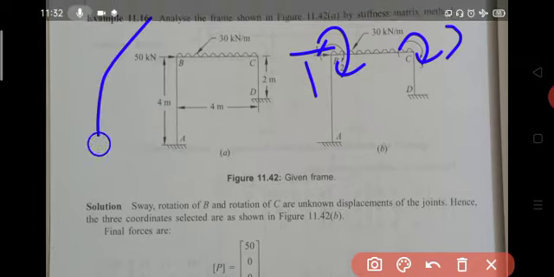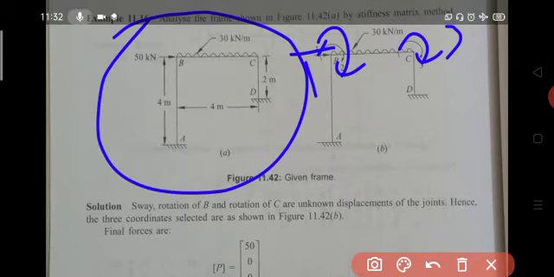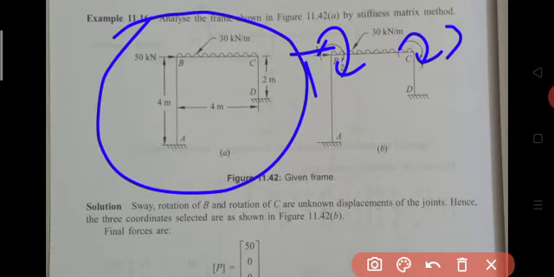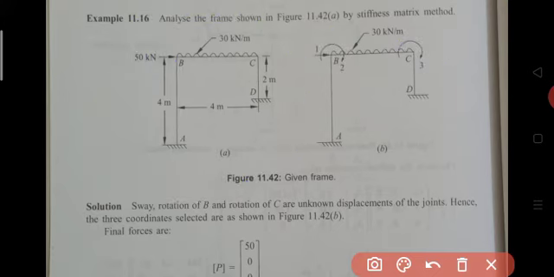In this structure, is there any external force at the assigned coordinate direction 1? Yes, we have one force, the 50 kN force. Its direction is the same as that of our assigned coordinate, which acts towards the right. At joint B we have one external force, 50 kN, acting towards the right. Therefore the final force at the first assigned coordinate direction, P1, is equal to 50.